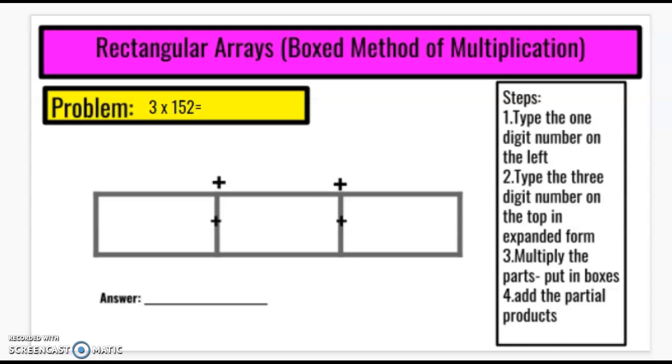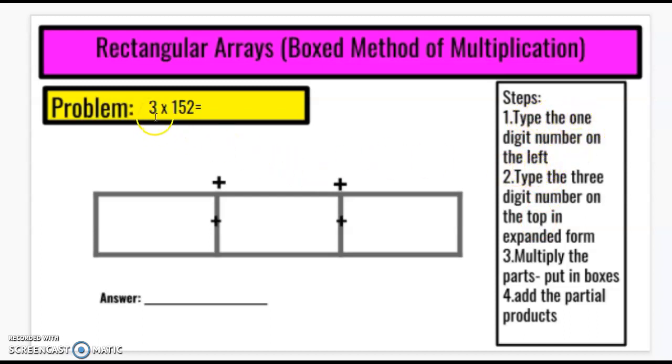So when we have a multiplication problem like this, 3 times 152, if we made a regular array, that would take us forever. That means that we would have 3 rows of 152 units, and then we would have to count all the little boxes. So that would take us a really long time. So the way that we would do this problem is that we would just make a box to represent the 152 little units.